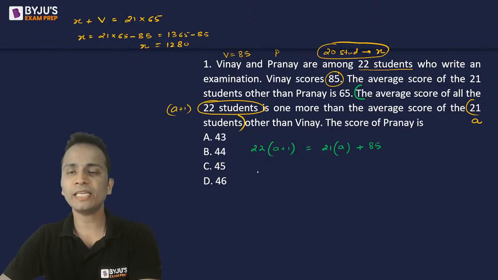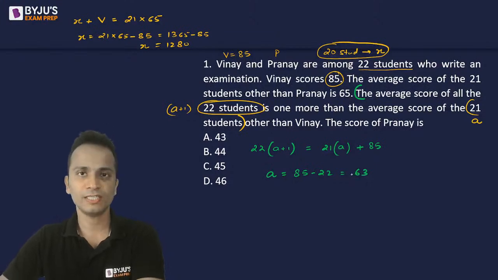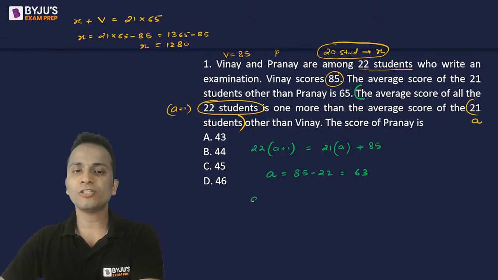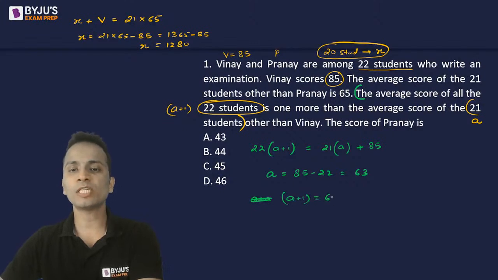Clear? Okay. So 22a minus 21a, I've got the value of a, which will be equal to 85 minus 22, that is 63. So the value of a is 63. Done. Now, if the value of a is 63, the value of a plus 1 will be equal to 64.